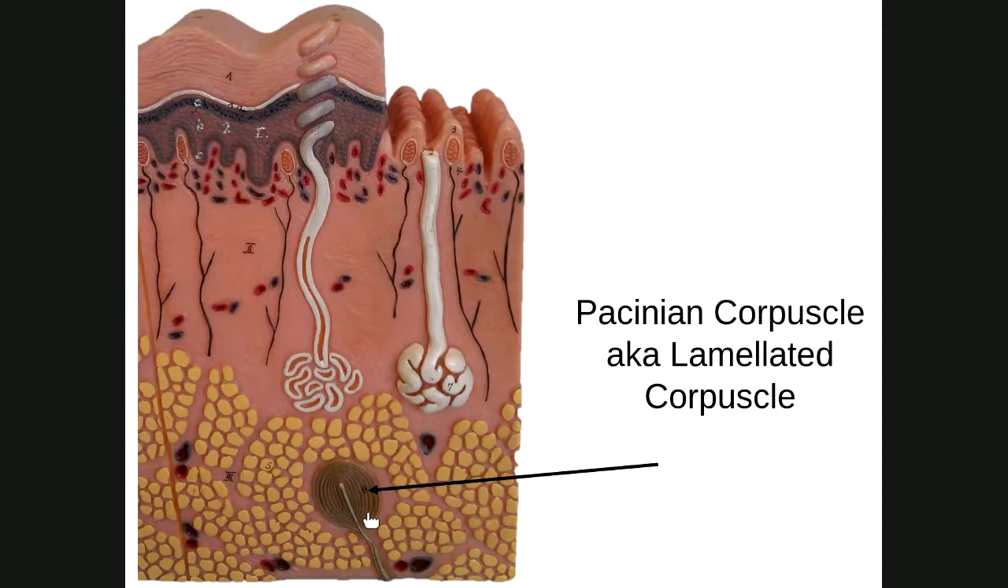Guess what? So does a Pacinian corpuscle or a lamellated corpuscle. If I zoom in on it, you can see there's all these little lines around it, these little swirly lines.